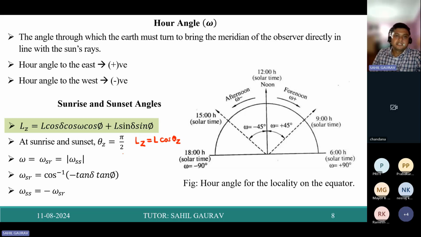On putting theta z equal to pi by 2, you will get this omega SR angle, and that will come as cos inverse of minus tan delta tan phi. And the sunset angle will be the negative of the sunrise angle, because it is symmetrical about the 12-hour noon.